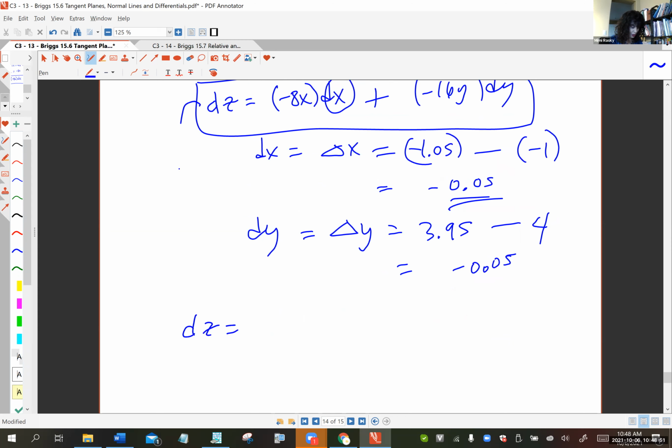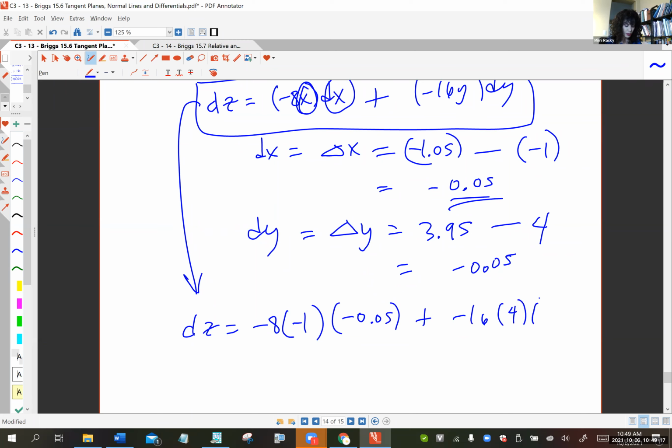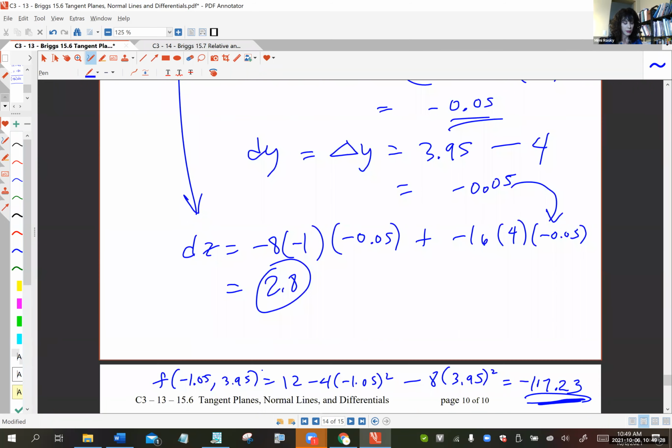So now you're ready to use your dz differential. And the x and y are the starting point x and y. So in place of this x right here, you plug in the starting x coordinate, which is -1. Then you put your dx, which is the same as delta x, and I think we got negative 0.05 here, plus negative 16 times y, that's the beginning point y coordinate, that's 4, and multiply that by the dy, and then whip out the calculator, and I get 2.8. Now remember, this is approximating not the function now, but the change in altitude. It's approximating a change. Save that for later.